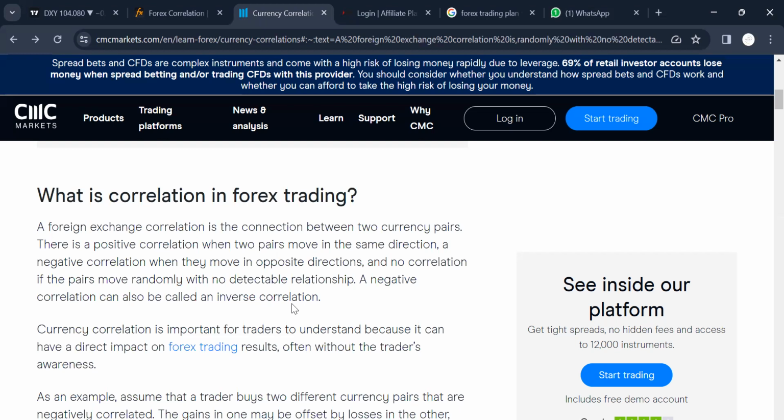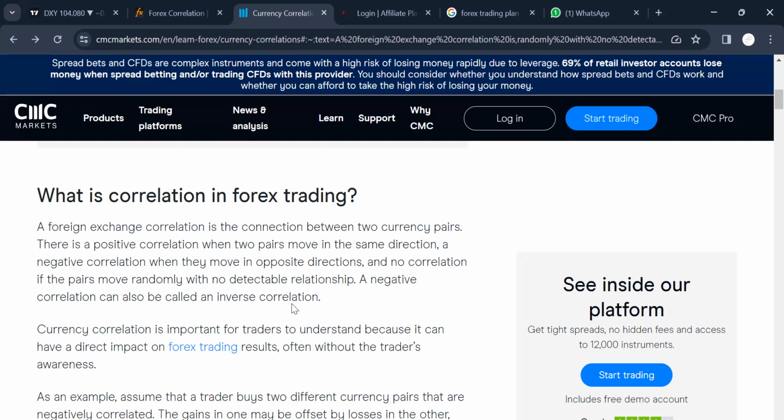Now, there is a positive correlation when two pairs move in the same direction. It didn't say the same direction and magnitude, but the main focus here is on the direction, because every forex trader will have to utilize what the market is doing, what the trend is, what is happening at that current time. So we are mainly based on what?